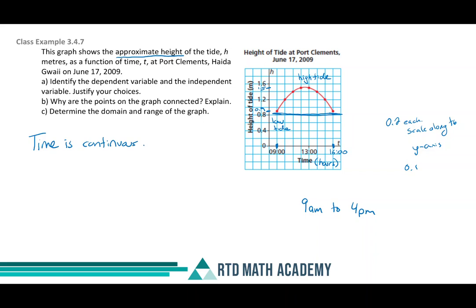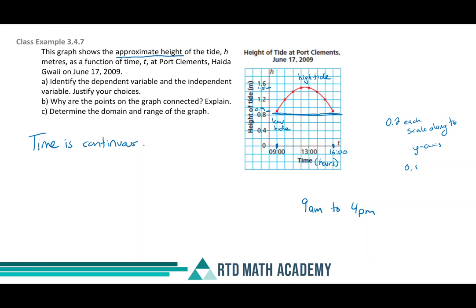You don't get to tell the ocean, hey, wait a second, just jump over to 10 o'clock and then give me your height. Oh, wait a second, hold on, I'm just going to magically teleport to 12 o'clock. That doesn't work, right? We have all of the minutes and all of the seconds in between 9 o'clock to 10 o'clock to 11 o'clock, all the way up to 4 o'clock. So time is continuous, and this is why we are connecting those lines.